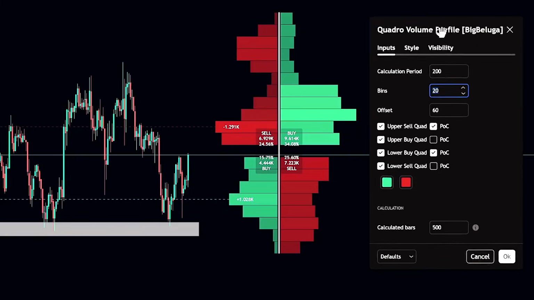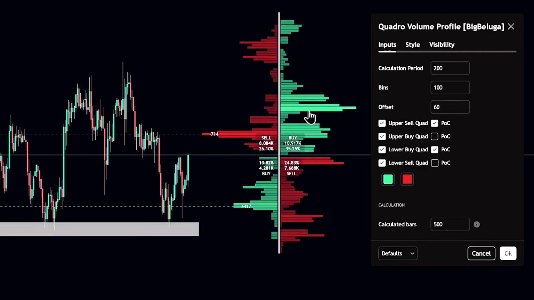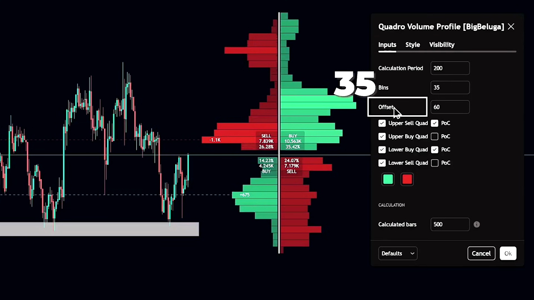That said, you don't want to go too low. If you increase the bin count, the bars become thinner and represent fewer price levels, which isn't ideal for my style. I'm gonna set it to 35. Next is the offset setting, which determines how far forward the volume profile is pushed on the chart. The default is fine, but for this strategy, I'm going to change it to 75.